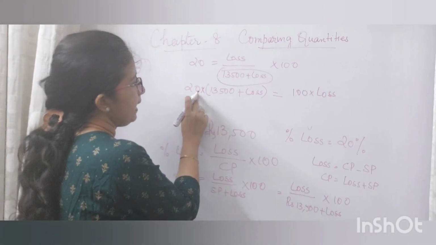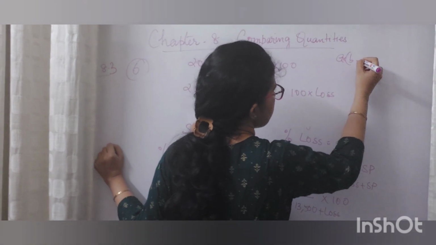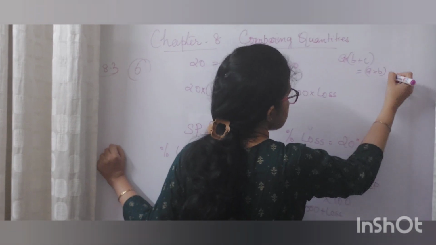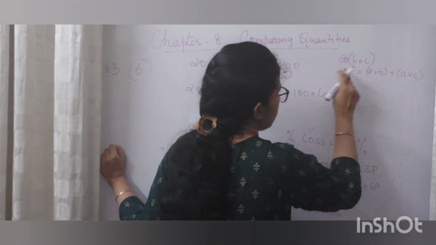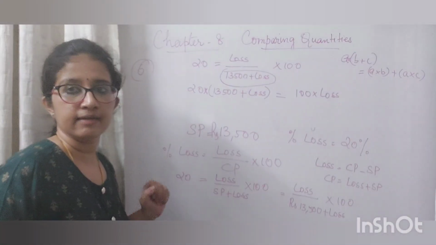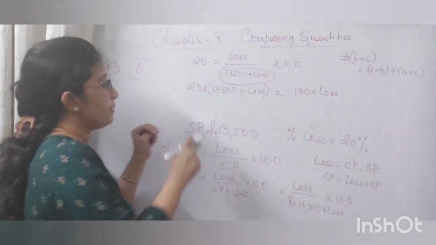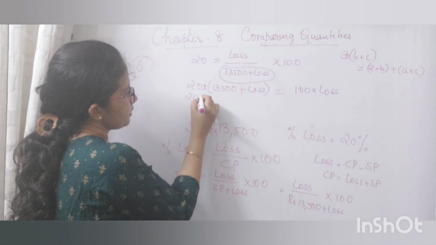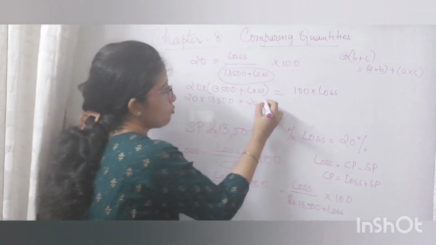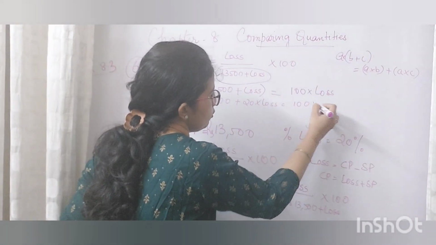See, if we remove this, A into B plus C, A into B plus C is equal to what? A into B plus A into C. Correct? A into B plus C equal to A into B plus A into C. So we have learned that, right? So if we apply that here, what will it become? 20 into 13,500 plus 20 into loss is equal to 100 into loss.